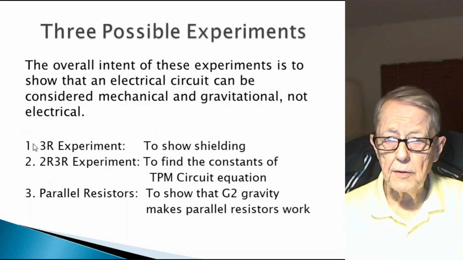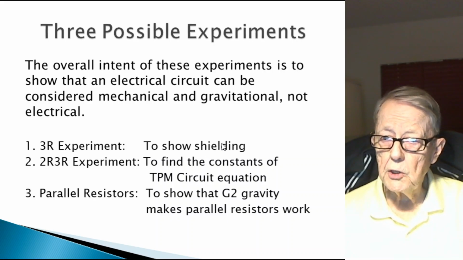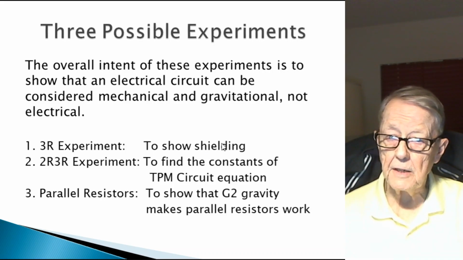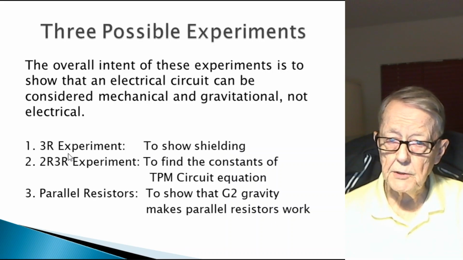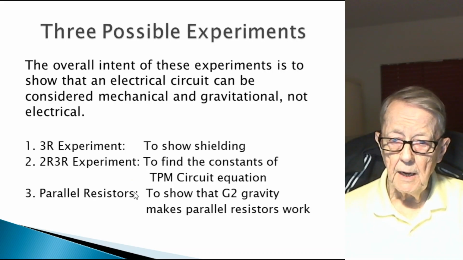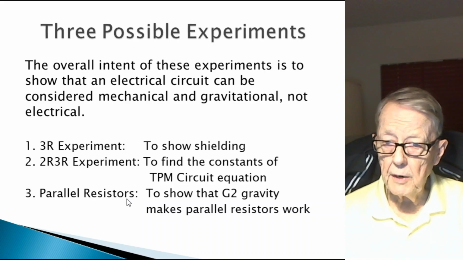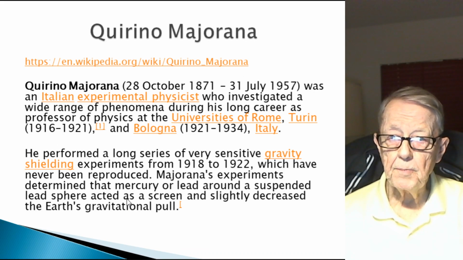So these were the three that I first explained. I was trying to show that shielding, which is a mechanical effect or a gravitational effect, was evident in a circuit with 3 resistors. The second one, which I'm explaining today, is to find the constants of the TPM circuit equation. And in the near future, I'll talk about parallel resistors.